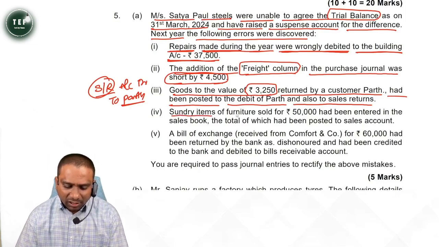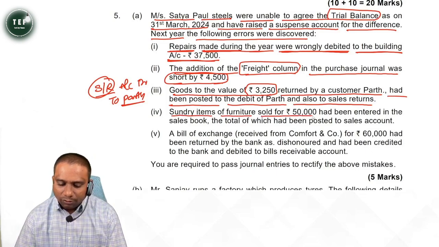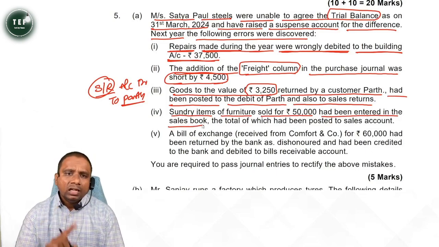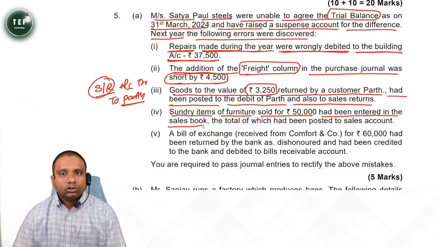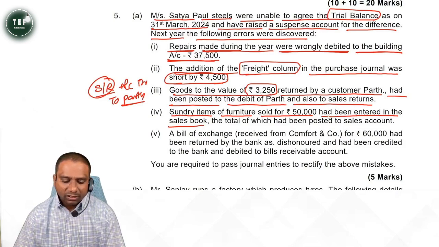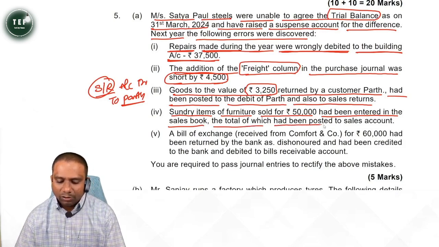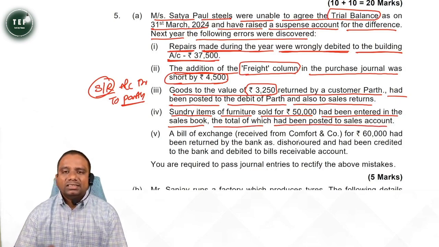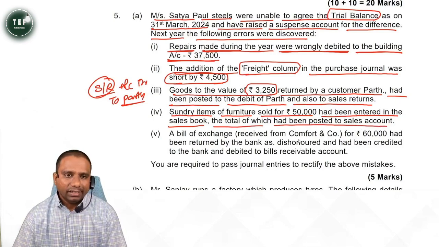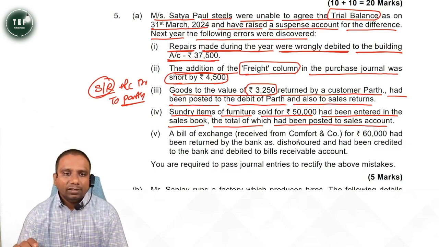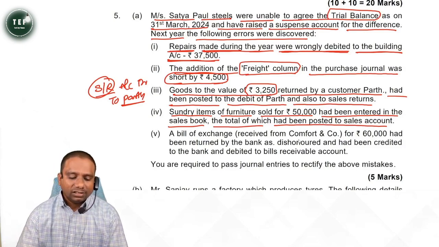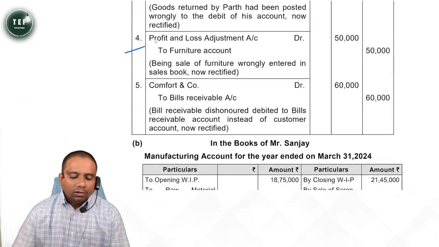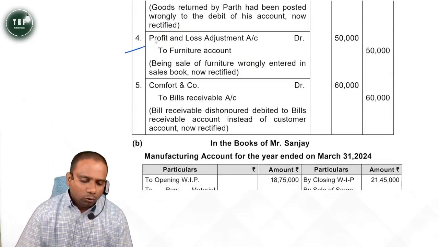Next. Sundry items of furniture sold for 50,000 had been entered in the sales book, the total of which had been posted to the sales account. Normally, how do we adjust this? Simply, sales account debit and furniture account credit. Here, sales is nominal account. So, what is the entry we record? P&L adjustment account debit to furniture account. Profit and loss adjustment account debit to furniture account.